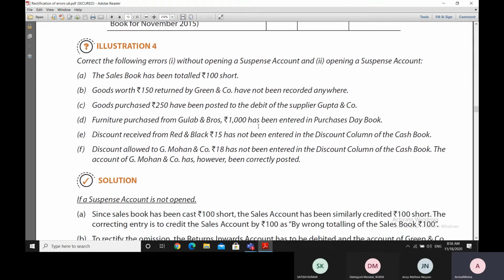Now let us take illustration 4. We have six situations here where an error is there. So we have to give the entries here in both situations: without opening a suspense account and by opening a suspense account. So number 1: the sales book has been totaled 100 rupees short.